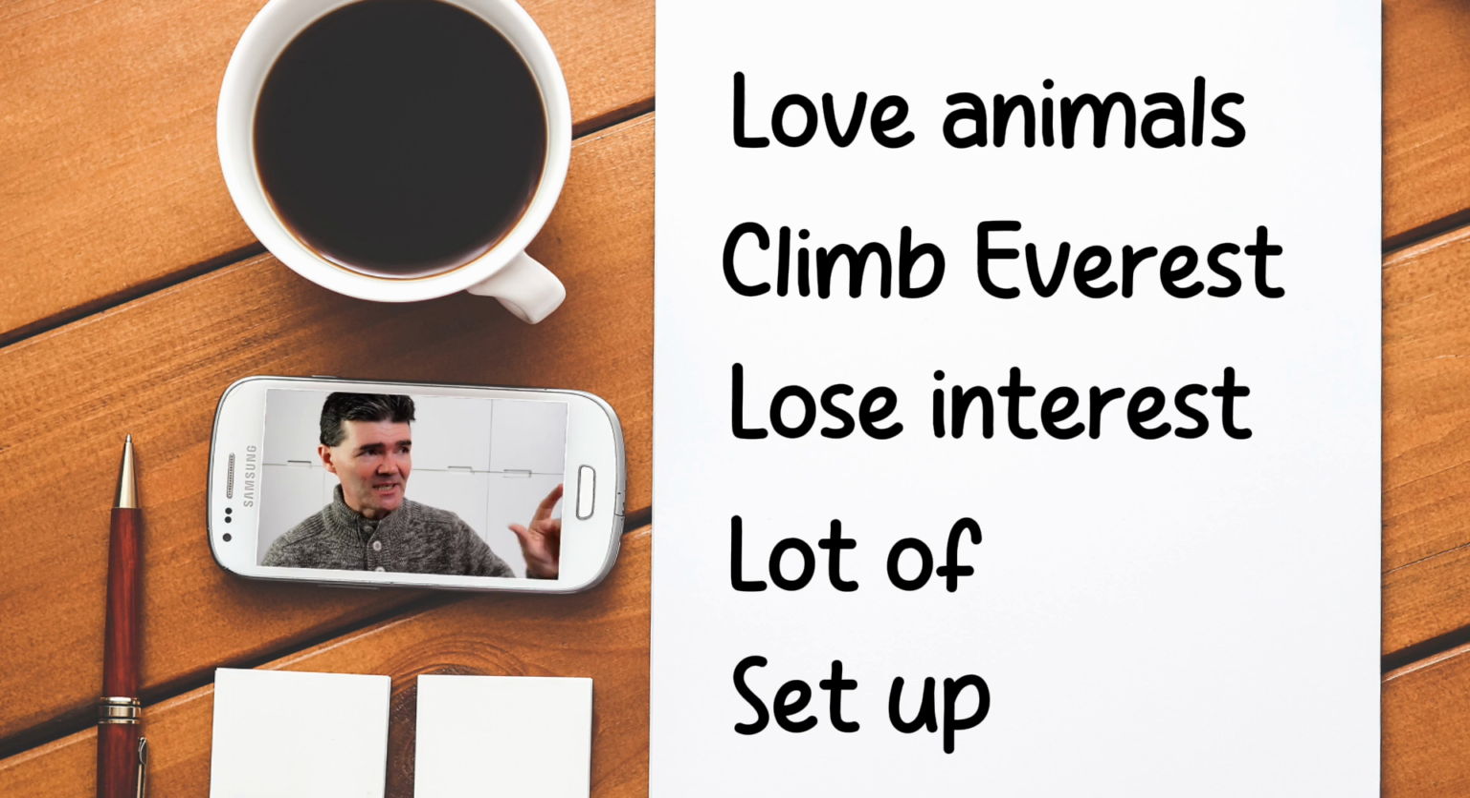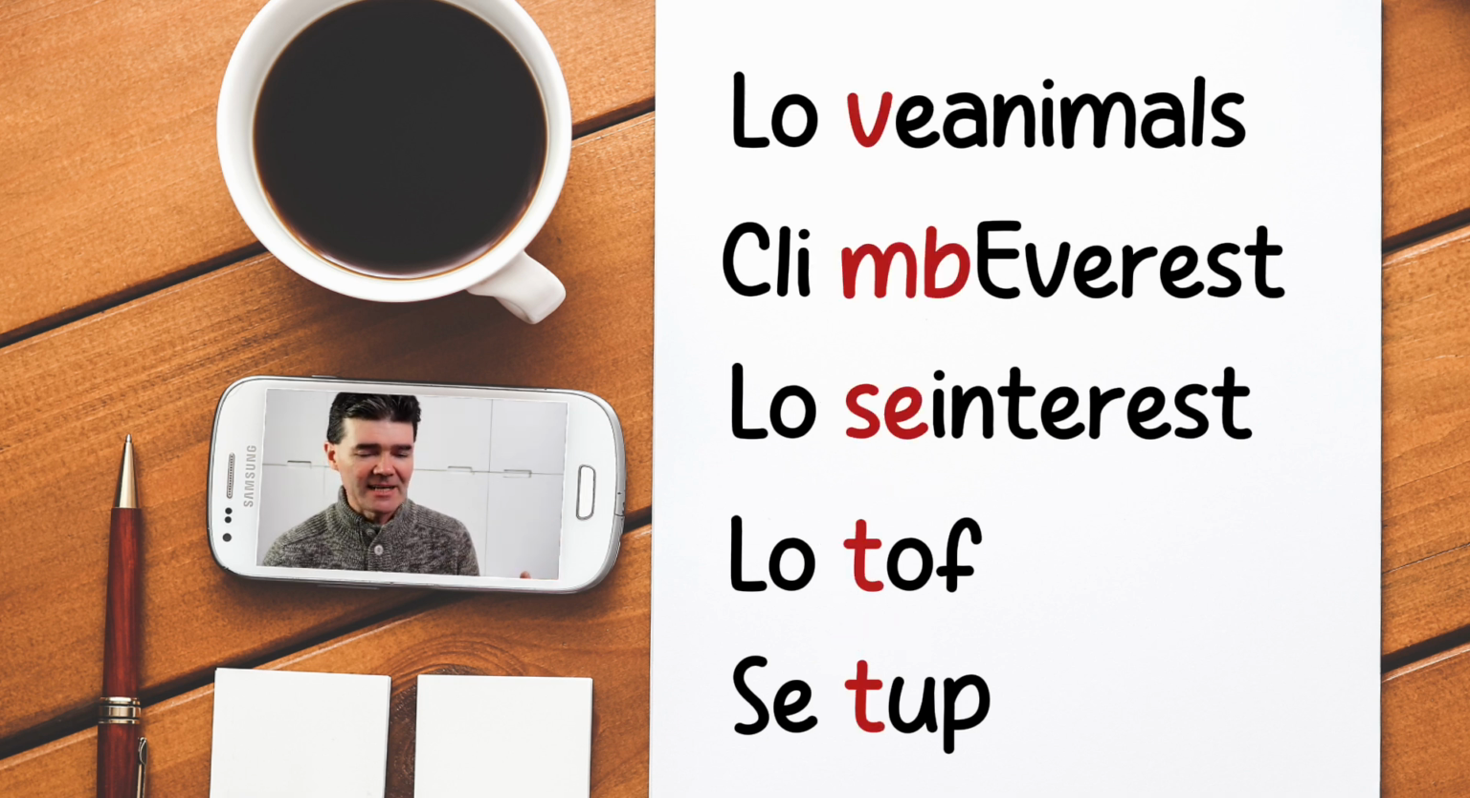Let's look at the next type. This is when we connect other sounds to vowel sounds like this. In this case, we're going to kick that sound to make it start the second word. Now, let me do this very slowly to show you what I mean. "Lo-ve animals." "Cli-mb Everest." "Loo-se interest." "Lo-t of." "Se-t up." Kick that sound.